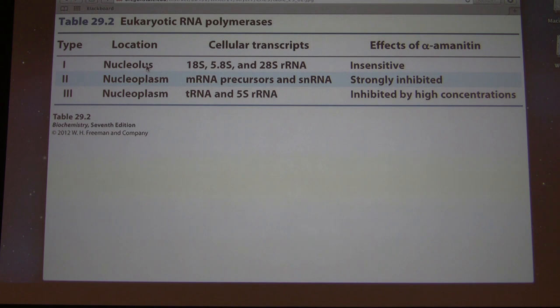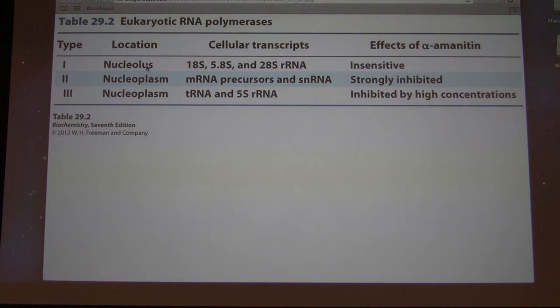Okay, this table is showing you an interesting phenomenon, and that is the inhibition of these RNA polymerases by a compound known as alpha-amanitin. Alpha-amanitin is a deadly poison that's found in some mushrooms. When you hear about people eating mushrooms and then having to have a liver transplant as a result of eating deadly mushrooms, it's happening because they have inhibited their RNA polymerase 2. Notice that it's strongly inhibited by alpha-amanitin, and that inhibition knocks out the production of messenger RNAs, which of course are necessary for protein, and as we've talked about before, if you lose the ability to make protein, you're going to die.